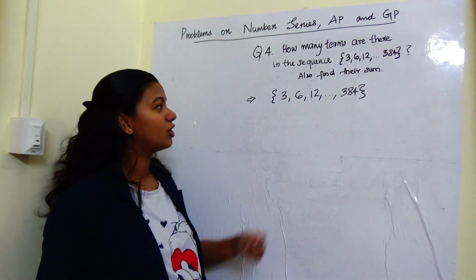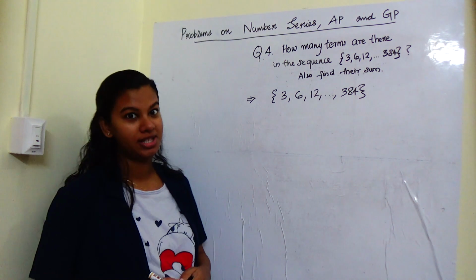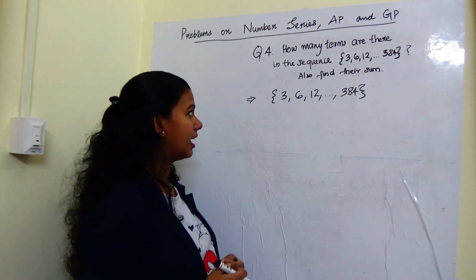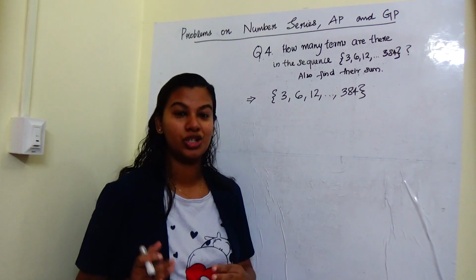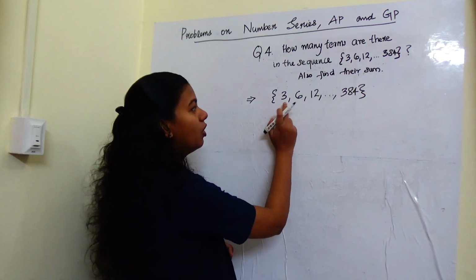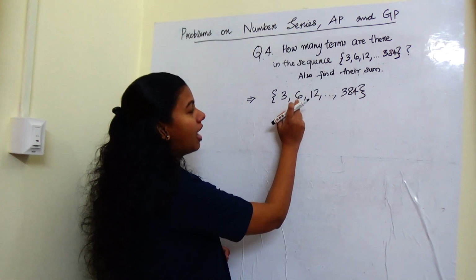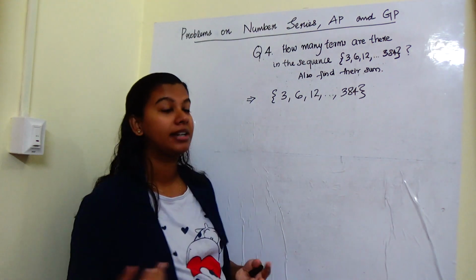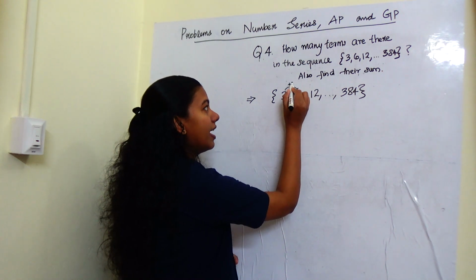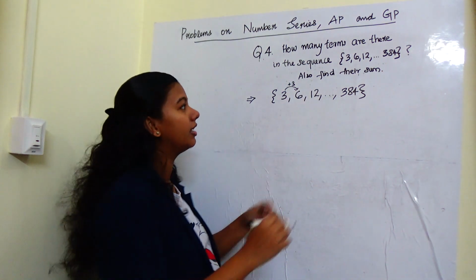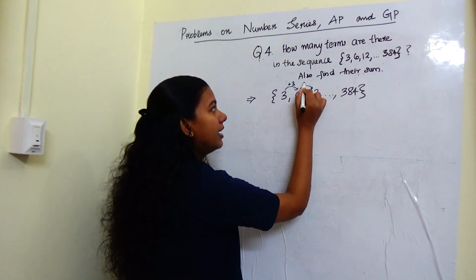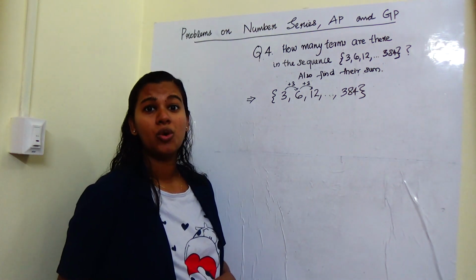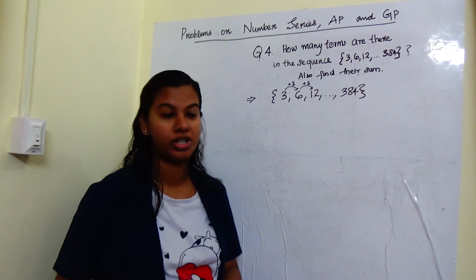384. Okay, so first of all I must find out the pattern of the sequence, whether it is an arithmetic progression or a geometric progression. Now in case of arithmetic progression, the pattern is to add a constant. So how will I get 6? What number should I add to 3? I must add 3. If I add 3 to 3, I will get 6. So again I need to add 3. 6 plus 3 is 9 but not 12. So it is not an arithmetic progression.